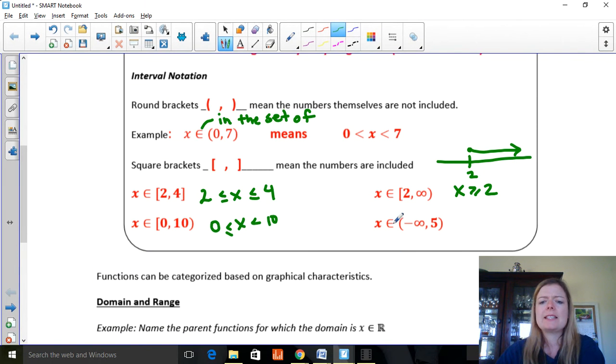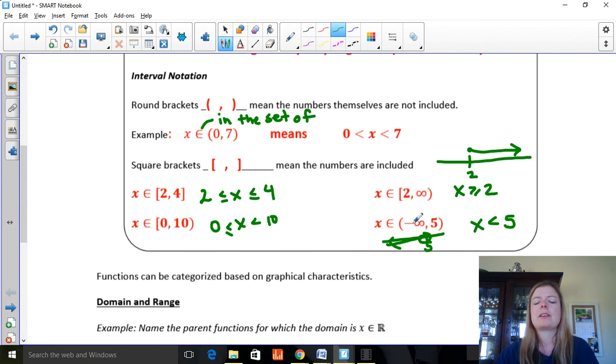Okay, x is in the set of negative infinity to 5, but that's a round bracket, notice. So pause the video and try this on your own. Are you doing it? Okay, so draw a number line to help you. You have 5, and then you don't include 5 and any number before 5. So really this is just x is less than 5. Any numbers from negative infinity, as negative as you want, anything up to 5, but not including 5.